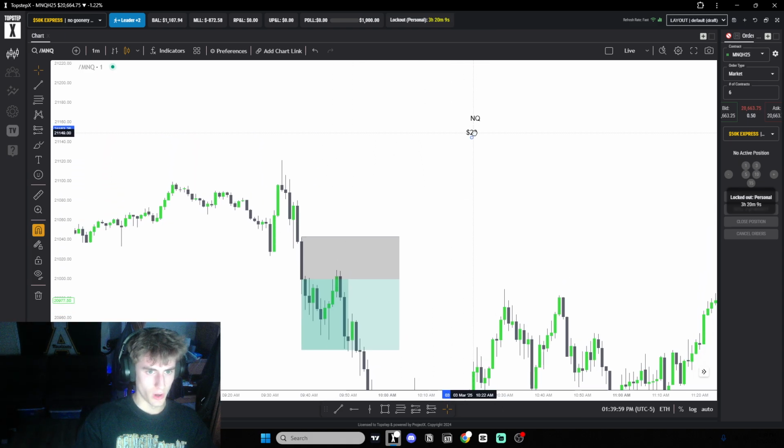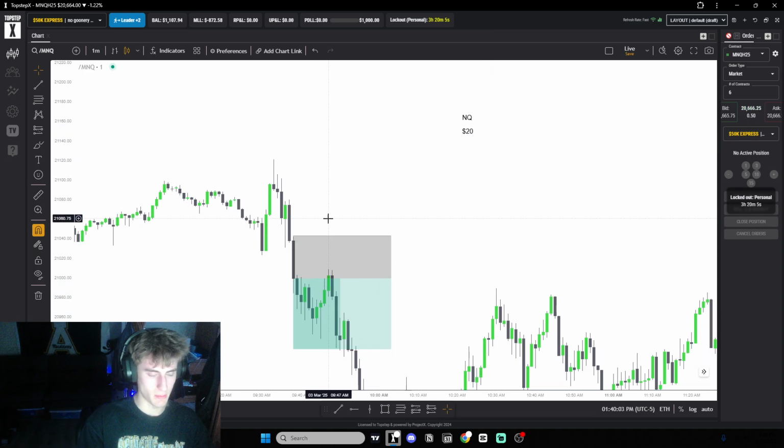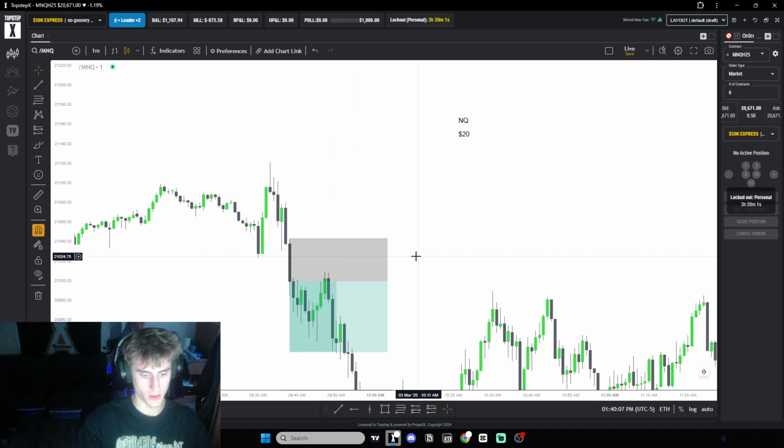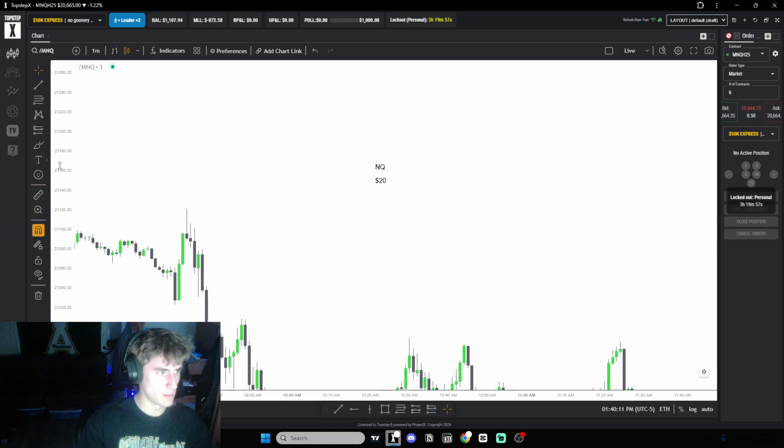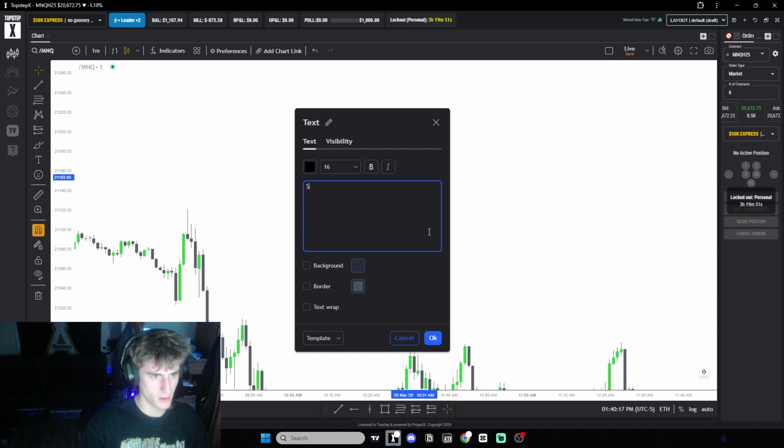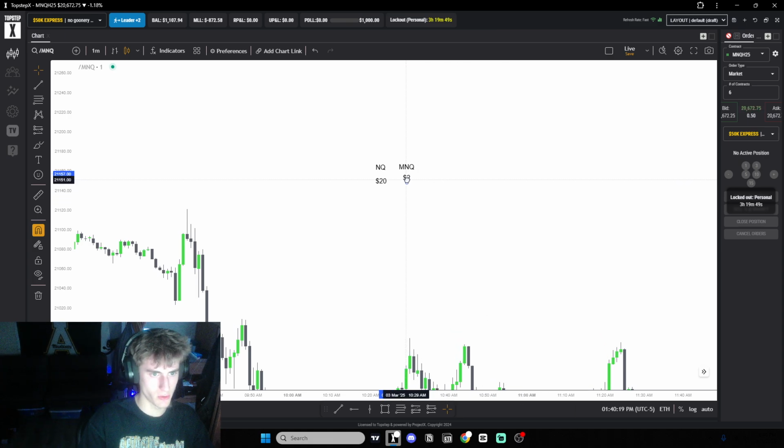So you would do dollar per point, which is 20 for NASDAQ for a mini, times the amount of points in your stop loss right here, which is 43.5. Okay. But the MNQ contract, which is micros, is $2 a point. And the reason why I trade micros more than minis is because you can be a lot more exact with how much you want to risk.